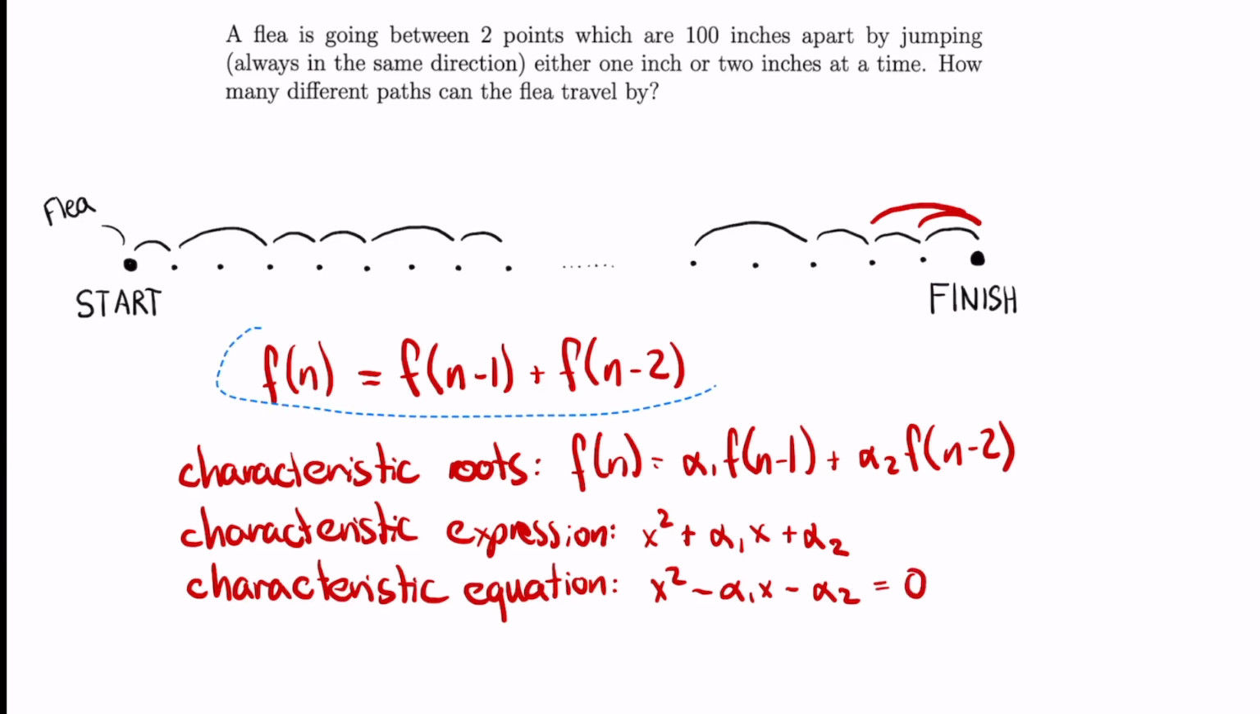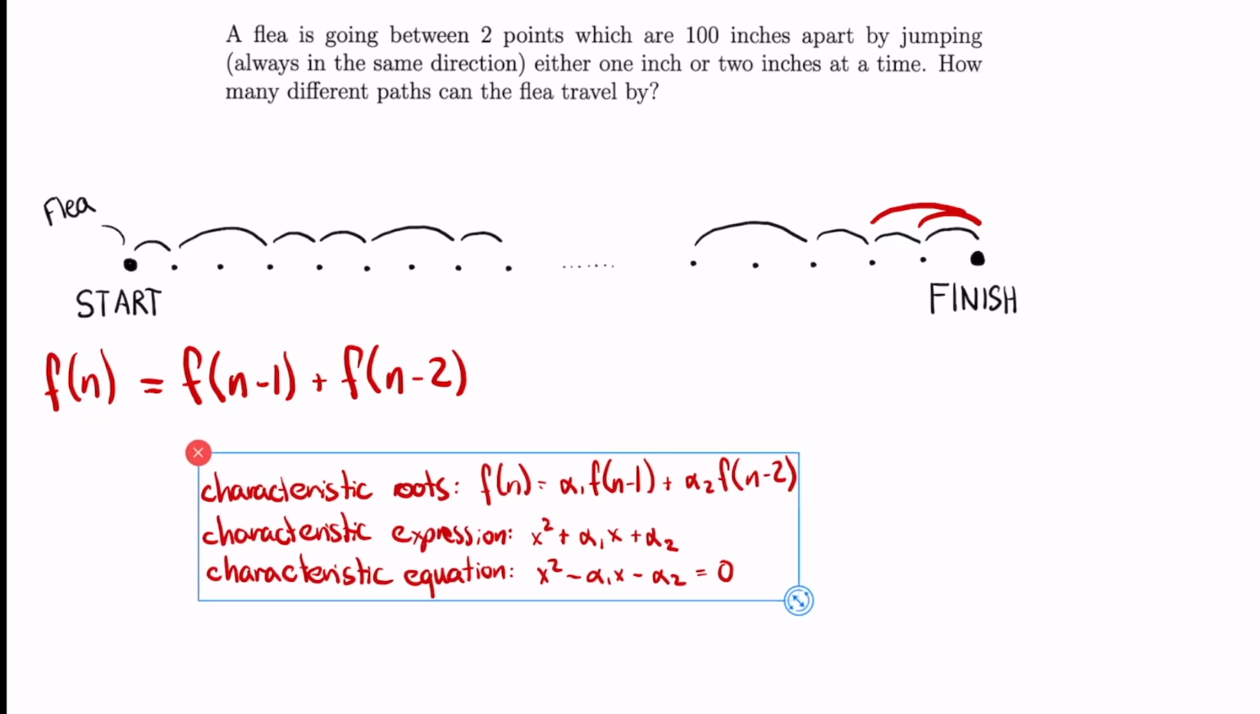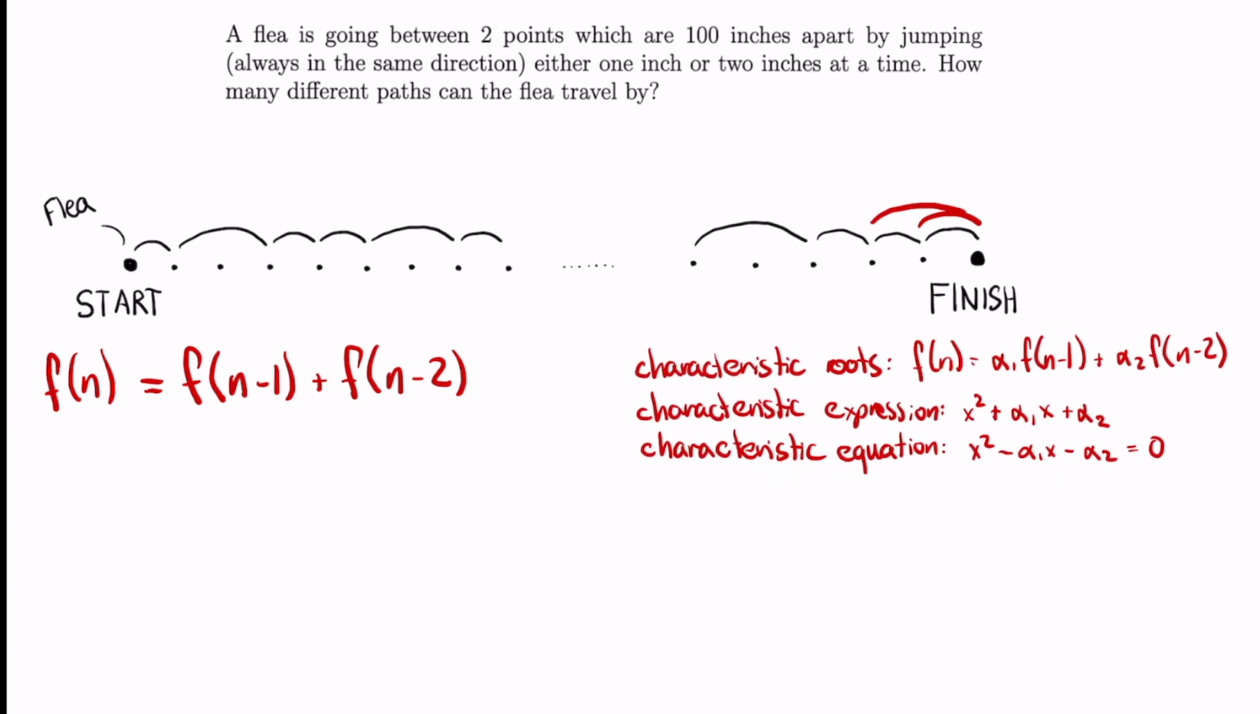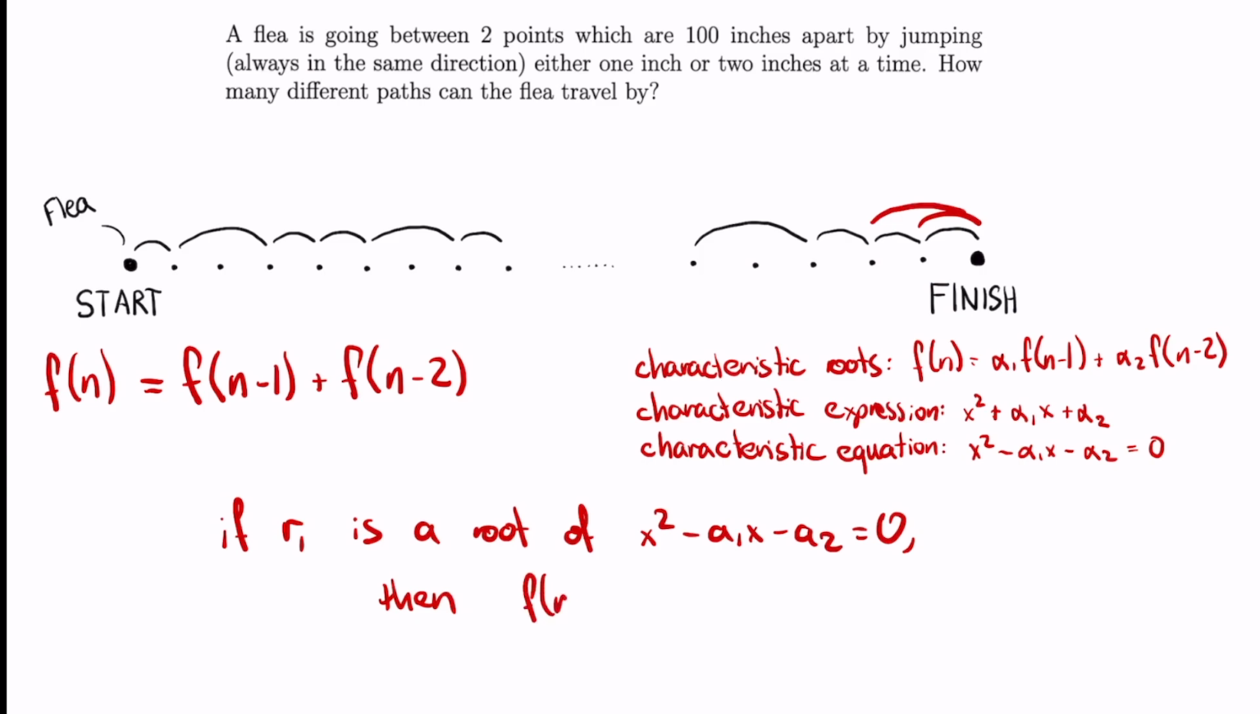The point of this characteristic equation is that any root of this expression is a solution to the recurrence relation, meaning that if r1 is a root of the equation x squared minus alpha 1 x minus alpha 2 is equal to 0, then we can write f of n is equal to r1 to the n. Now, since the characteristic polynomial is of degree 2, we know that it will have two roots, and in this case they will also be distinct.